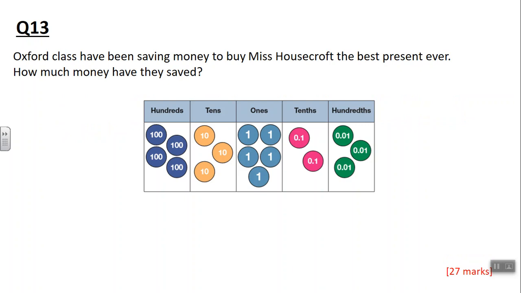Number 13. Oxford class have been saving money to buy Miss Housecroft the best present ever. How much money have they saved? Remember your place value, put it into digits first. Remember your decimal point between the ones and the tenths.